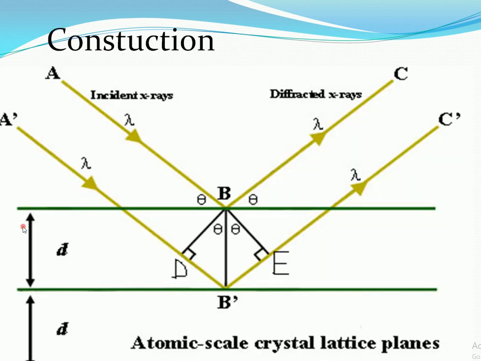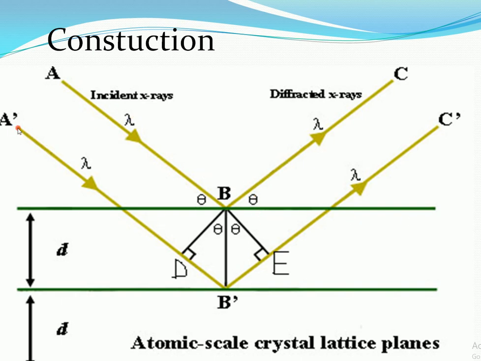The diagram consists of lattice planes, and these lattice planes are separated by a distance d, where d is the interplanar spacing, which is also known as the spacing between two planes. Let a narrow beam of X-ray having the wavelength lambda be incident on the first lattice plane at point B at an angle theta, then this ray will be reflected as BC. It also makes the angle theta with the lattice plane.